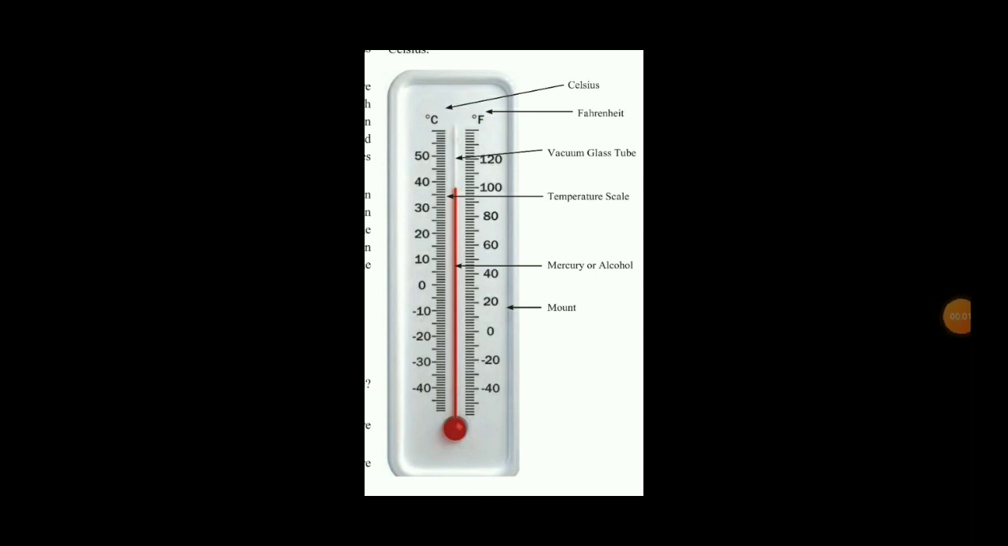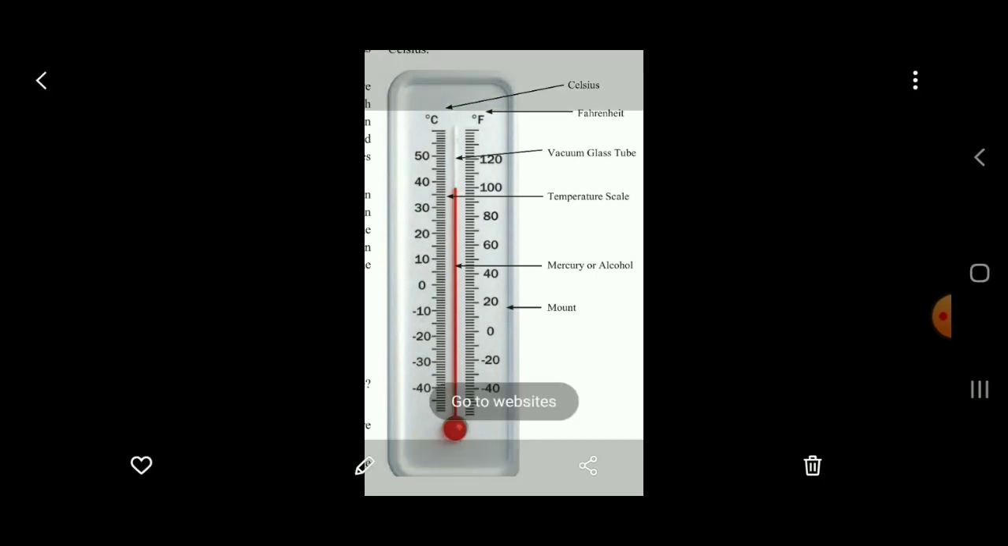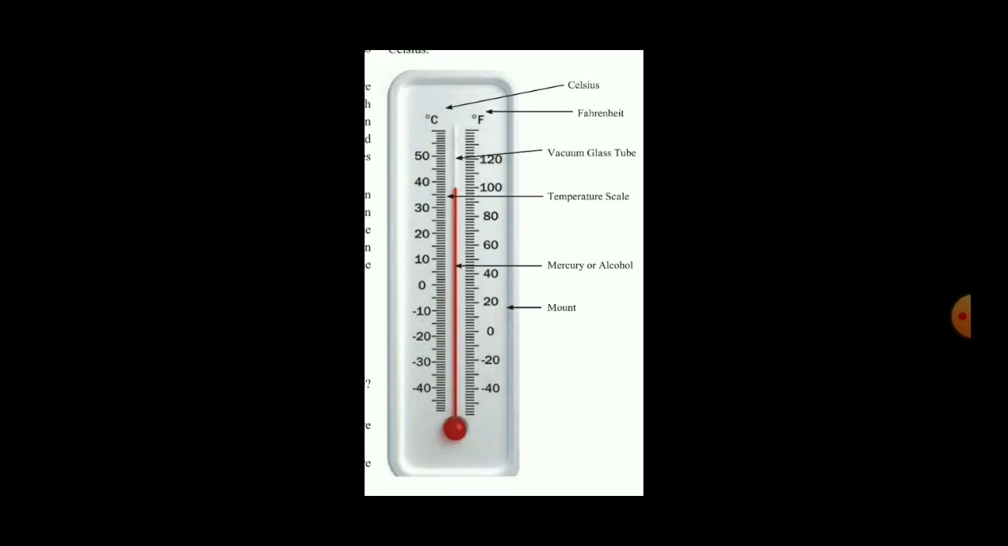Now the last part of the lesson, the thermometer. Here you have certain questions. Answer the following with the help of figure 5.8. This is figure 5.8. What is the tube of the thermometer fixed on? The tube of the thermometer is fixed on the mount. Mount can be a wooden board or an acrylic or a plastic board.